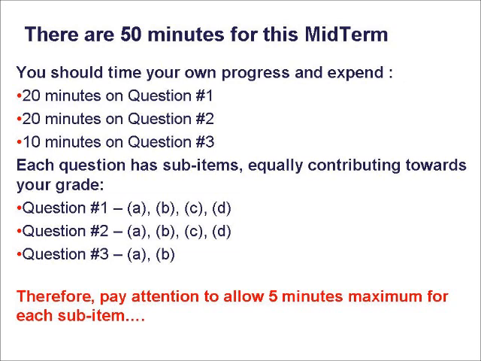So for questions number 1 and number 2, you have sub-items A, B, C, and D. For question number 3, you have the sub-items A and B. So you should pay attention with your time, and you should allow 5 minutes maximum for each sub-item. Of course, if you work faster in one sub-item, you have that time available for next, but just time yourself in order to be possible to work in all those sub-items in your 50 minutes.